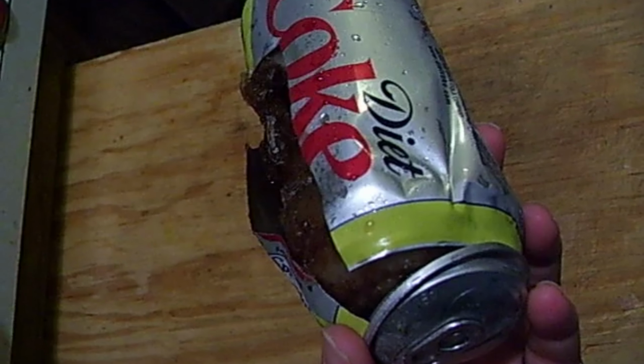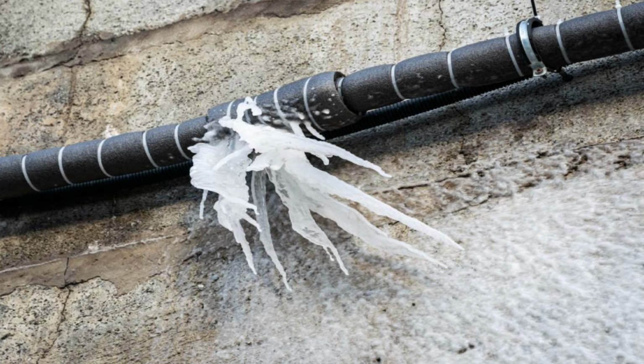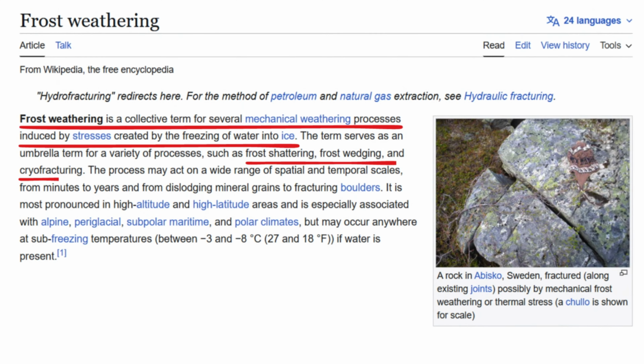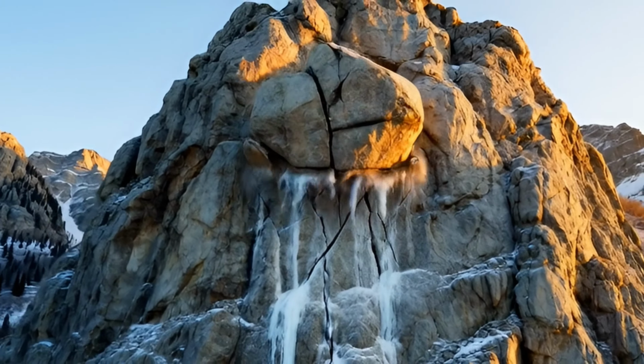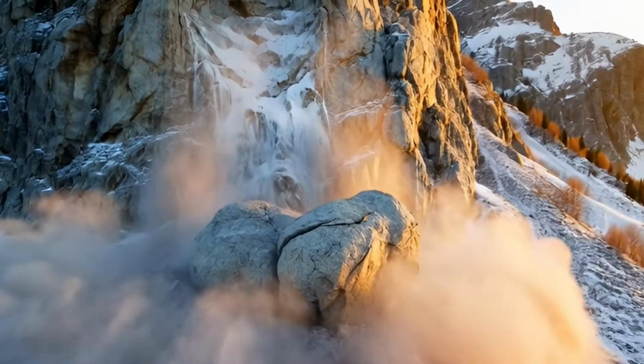You have probably seen this effect in action. A soda can bursting in the freezer. Pipes cracking during winter. Ice wedging rocks apart in a process called frost weathering. When water seeps into cracks and freezes, its expansion exerts enormous pressure, up to 30,000 pounds per square inch. Over time, that force can split mountains.